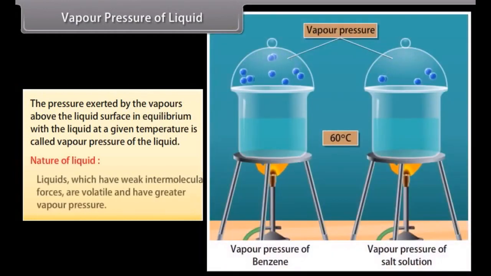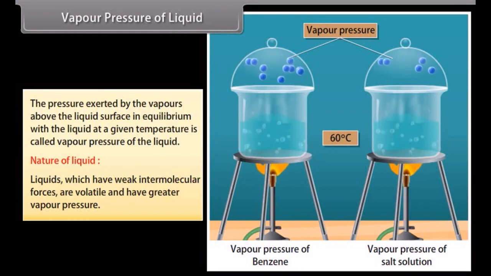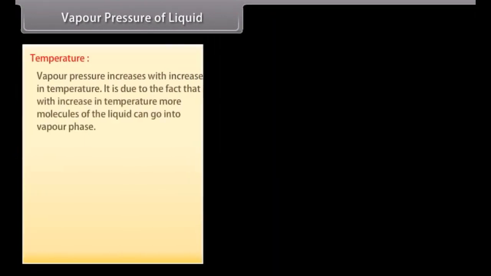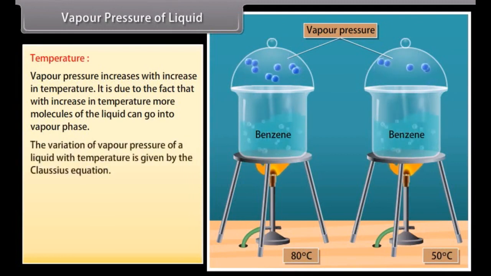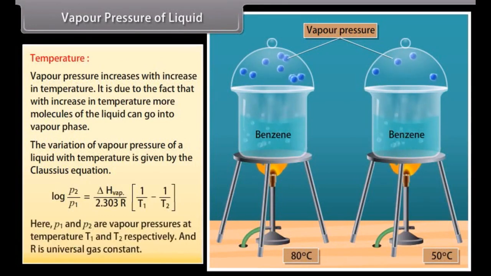Nature of liquid. Liquids which have weak intermolecular forces are volatile and have greater vapor pressure. For example, dimethyl ether has greater vapor pressure than ethyl alcohol. Temperature. Vapor pressure increases with increase in temperature. This is due to the reason that with increase in temperature, more molecules of the liquid can go into vapor phase. The variation of vapor pressure of a liquid with temperature is given by Clausius equation. Here, P1 and P2 are vapor pressures at temperature T1 and T2 respectively, and R is the universal gas constant.